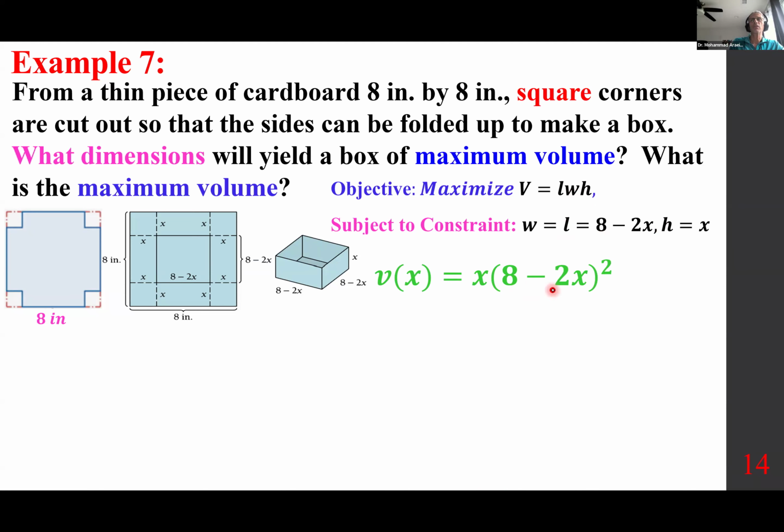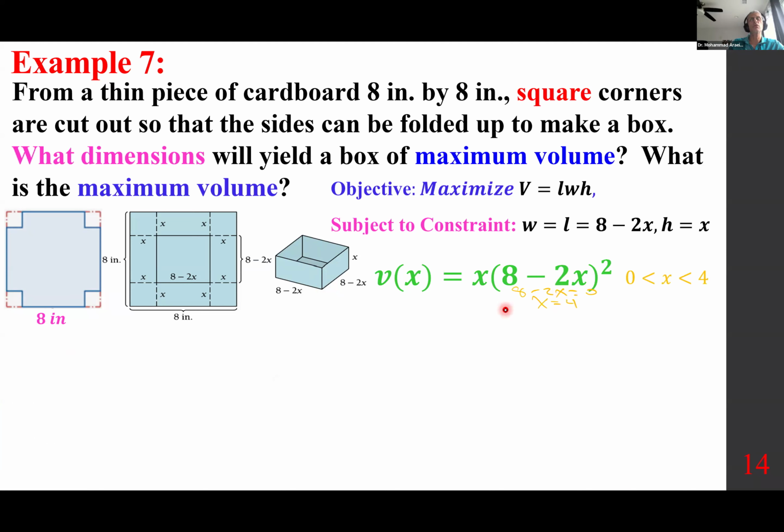Now, we have to figure out the possible values of X. There are two easy ways to say it. One, if you cut the side in half, you get 4, and X has to be less than 4, because if you cut it precisely in half, you can't make a box. There is no box. The other way: if you set 8 minus 2X equal to 0, X becomes 4. So if X is 4, the volume is 0. You can't have any box. So X must be between 0 and 4.